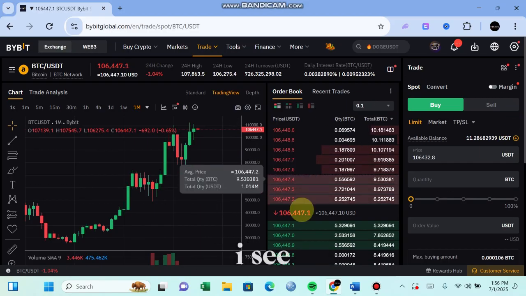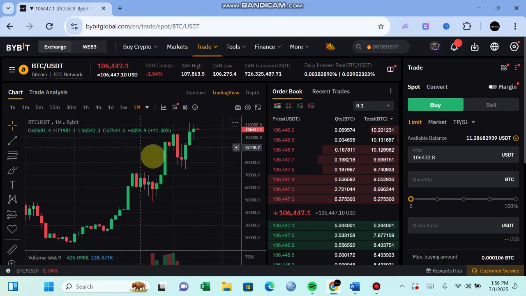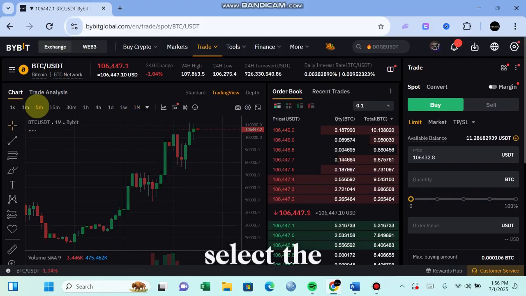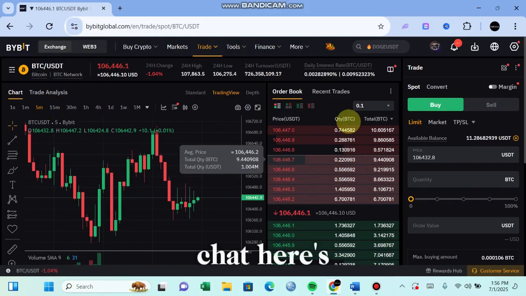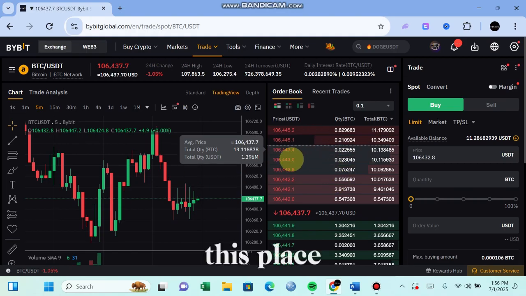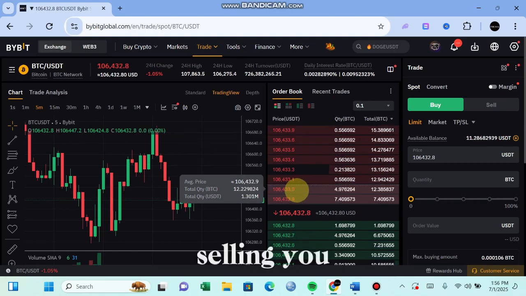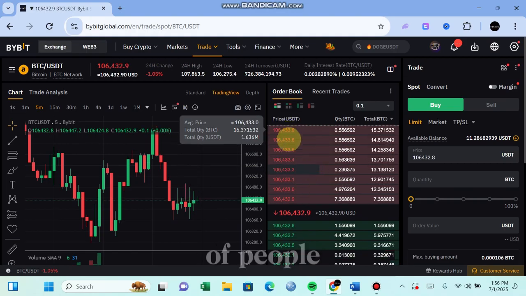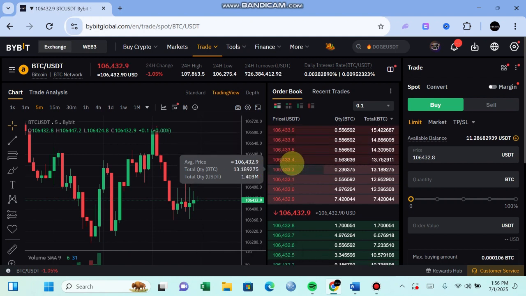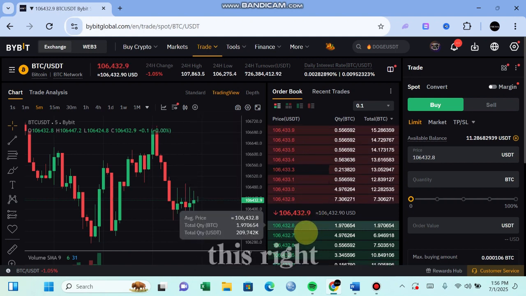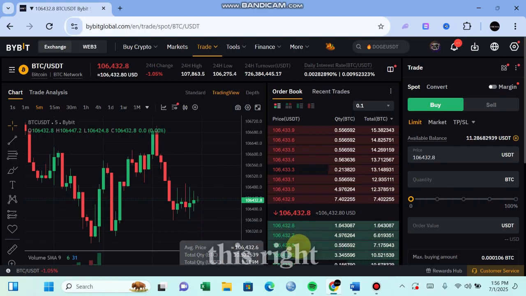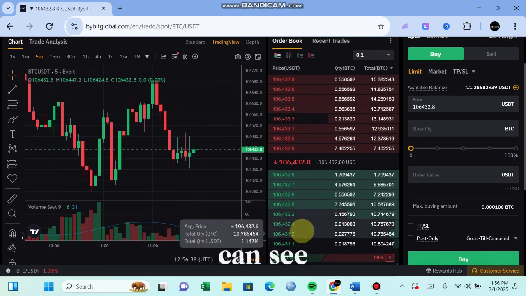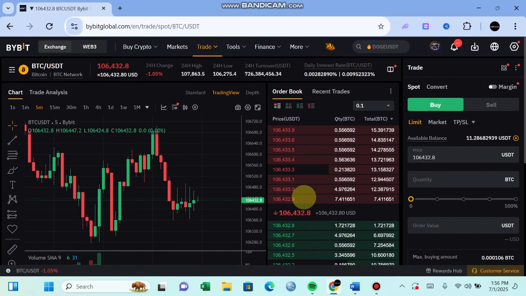Now, on this page, let me explain. This right here is the chart. As you can see, right here you can select the time frame of the chart. Here is what we call the order book. This place in red is people selling. They put in limit orders at the price that they want to sell Bitcoin. This right here is the current market price. This right here is people that want to buy. You can see they put in the price that they want to buy Bitcoin.